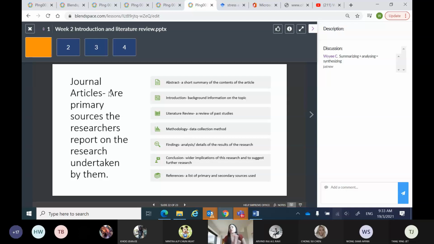But journal articles don't follow this format. Sometimes they combine introduction and literature together. Sometimes they call methodology just method. So sometimes you will see an introduction but no literature review label. Then you should know that they combine the introduction and literature together. And sometimes they don't call it findings, they call it results. And sometimes you don't see a conclusion, but you see a discussion. So journal articles will have a variety of different formats. But research papers stick to this format.